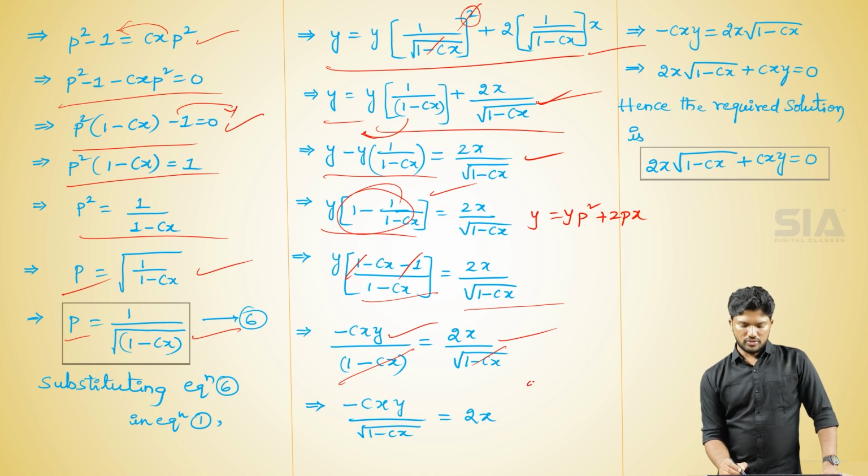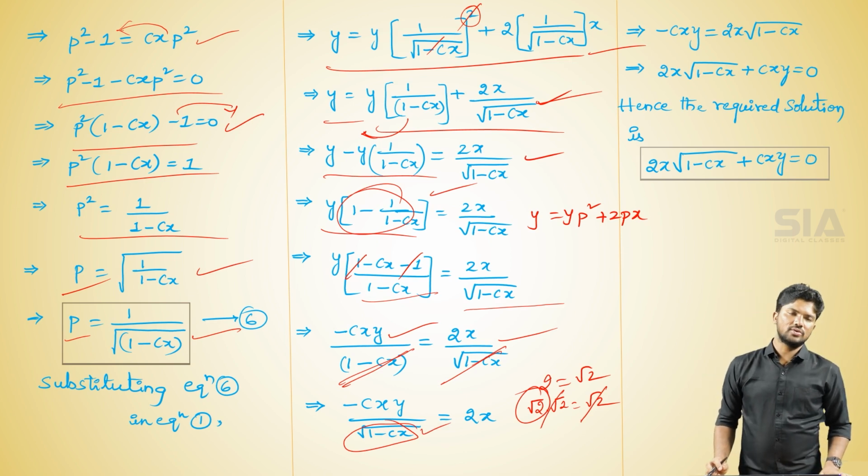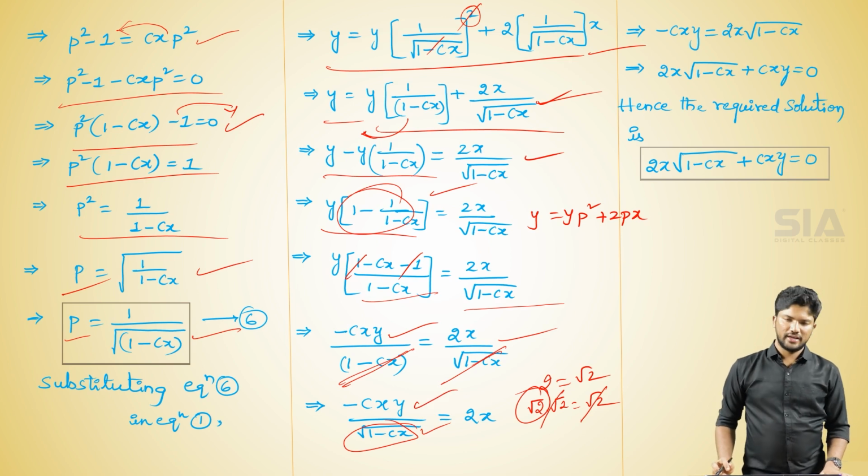Here also this value and this value will get cancelled. So 2 equals root 2 into root 2. On the RHS, root 2 as it is. One root 2 will get cancelled, then you will get root 2 only. When you cancel this value in LHS, you will get another root 2 value, which is nothing but root of (1 minus cx). So numerator as it is: minus cxy by square root of (1 minus cx) is equal to 2x.